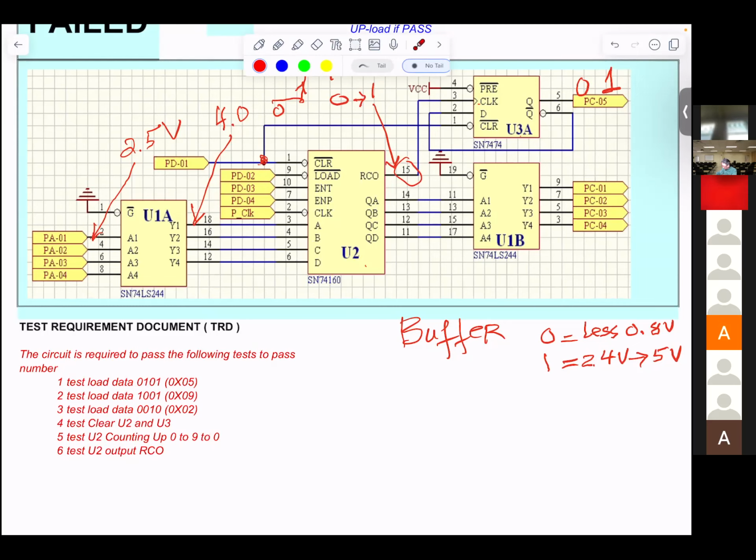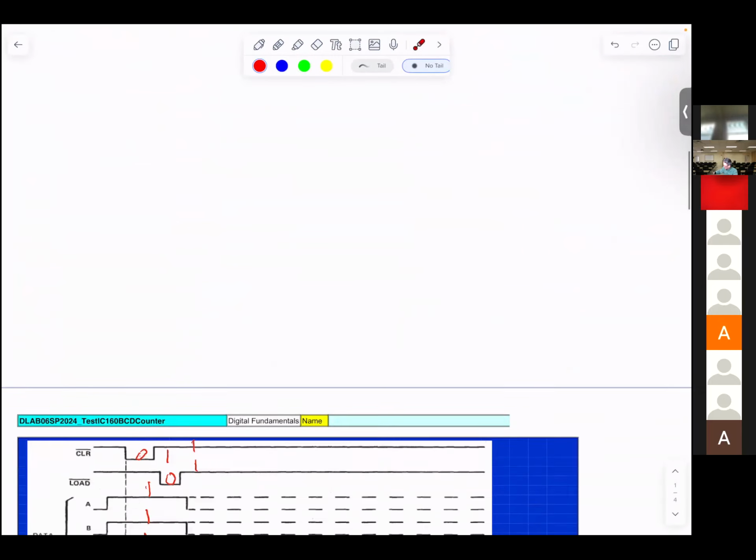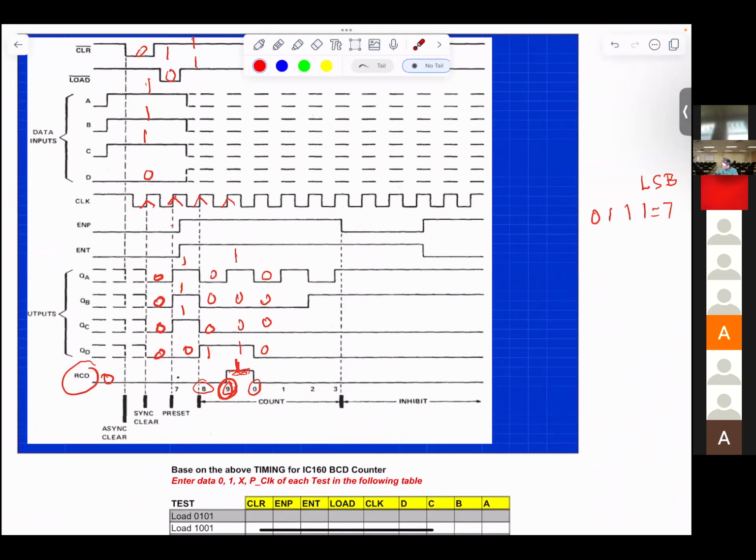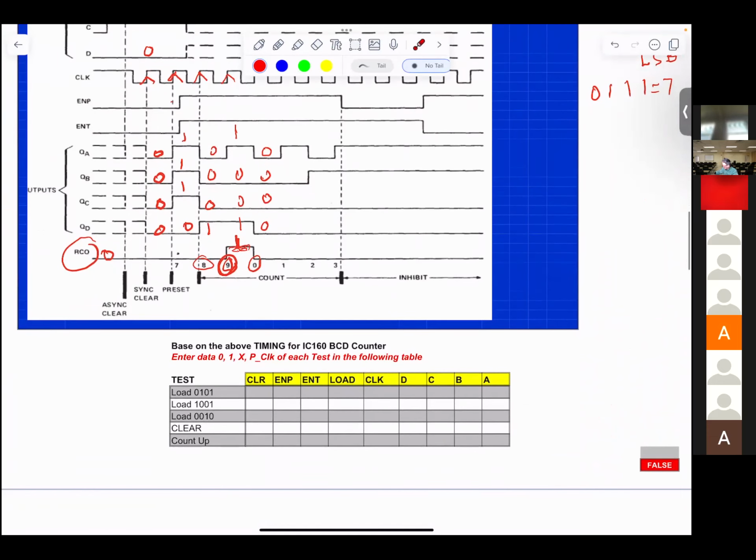Finally, you test for U2 output RCO. That means you want to read the data here. Make sure they have to be logic 1. Okay? So try to understand that thing. This basically, they just try to make sure you know how to enter. If you get the load, for my understanding, okay?